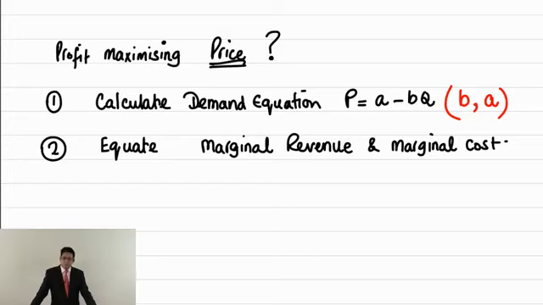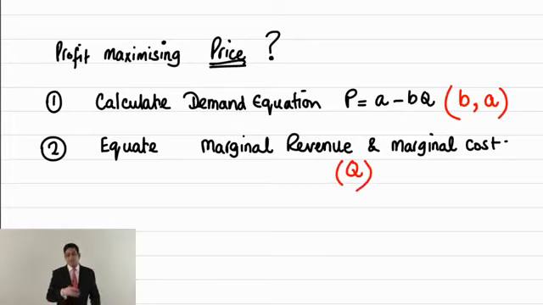Equate marginal revenue and marginal cost. I'll explain it in a minute, okay? After equating marginal revenue and marginal cost, you will get Q. After this step, you will be able to get Q.